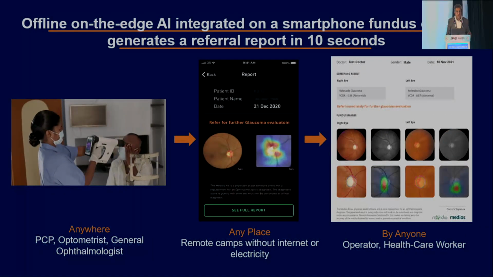So what we use is the fundus on phone. There's no commercial interest. It's a Remidio camera with their offline AI, which can do DR, glaucoma, and ARMD in one shot. So the optometrists take a beautiful image, and they do this. And it also analyzes for glaucoma.